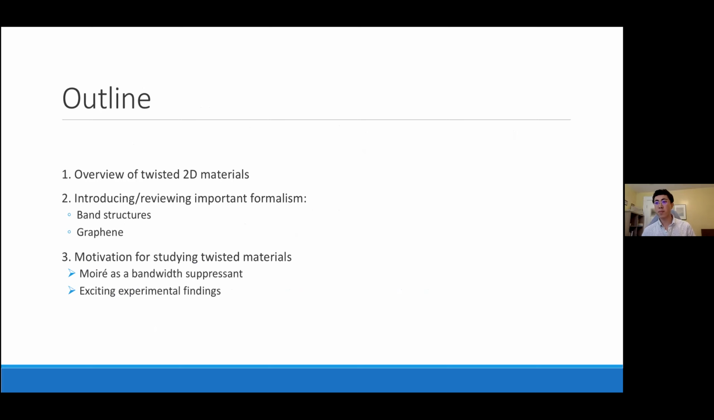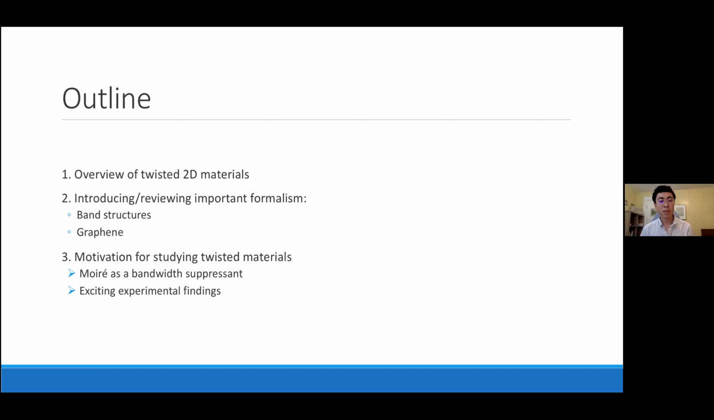So in the beginning, I'll give a brief overview of twisted 2D materials, the landscape of possibilities that are out there, and I'll state what we'll be specializing in today for the purpose of the introduction. I'll then review some important formalism. I know there's quite a diverse audience out there, and I certainly don't recognize many of the names, so I'm hoping that we have representatives from both the physics, CS community and the math community, and so I hope that discussing some of the formalism will help us establish some common vocabulary.